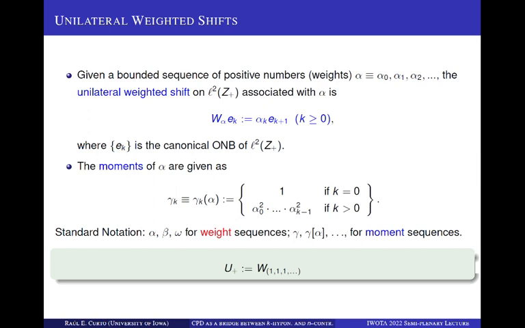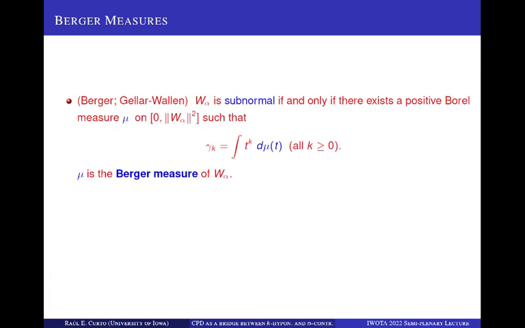Standard notation for us will be, we will use Greek letters alpha, beta, omega for the weight sequence and gamma for the moment sequence. So gamma is reserved for moments, the other letters are reserved for the weights. The unilateral shift is the weighted shift with constant sequence 1, 1, 1.